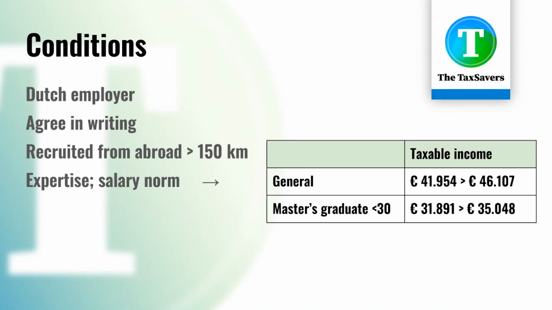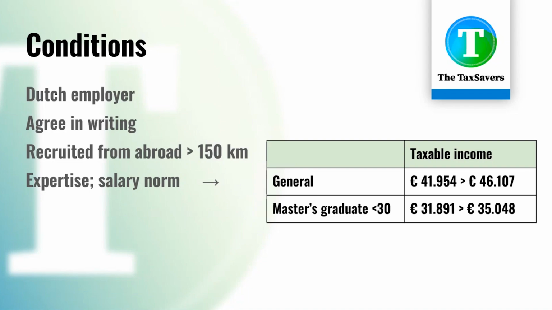When can you apply for the 30% ruling? There are a few conditions you have to meet. You need to work for a Dutch employer. The contract needs to be agreed in writing. You need to be recruited from abroad, which means more than 150 kilometers away from the Dutch border. And the salary norm depends on your situation.